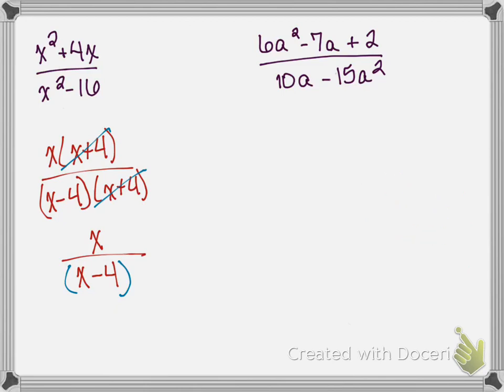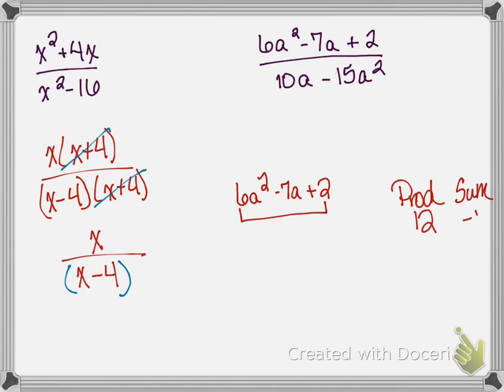Okay, we've got to factor this. I have 6a squared minus 7a plus 2. What's my product? Good, my product's 12. We get that by saying 6 times 2. That's how we get my product. What's my sum? -7. Okay, so my product is positive. When I have a positive product, that means I have 2 positives or 2 negatives. That's what happens when I have a positive product. 2 positives or 2 negatives.